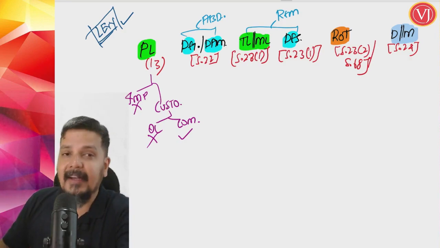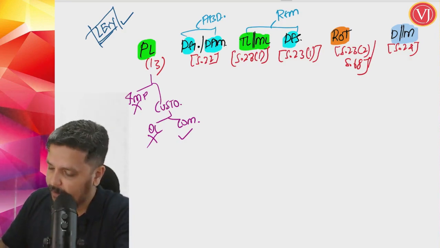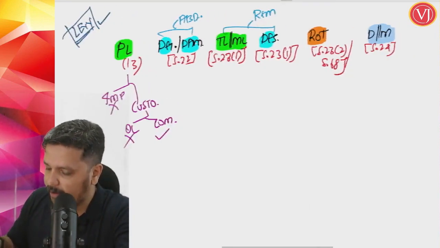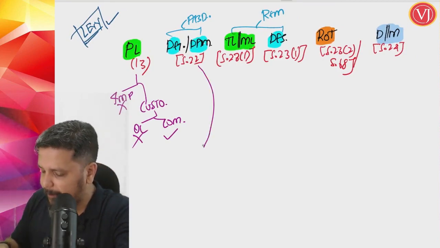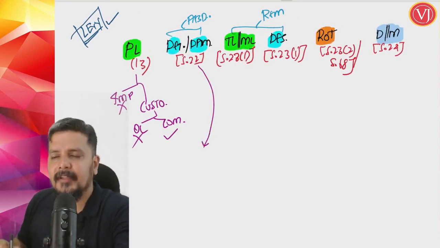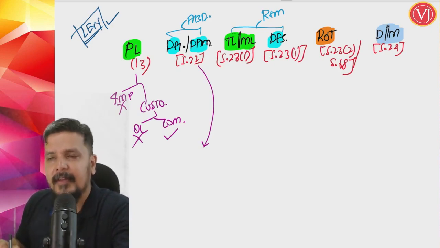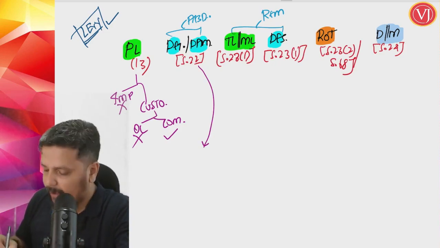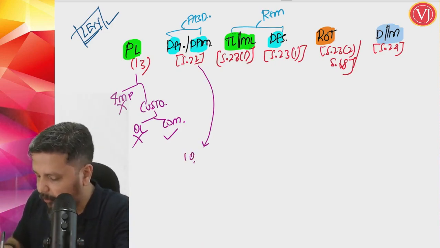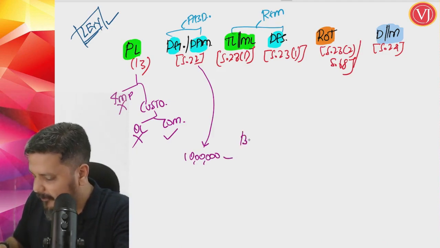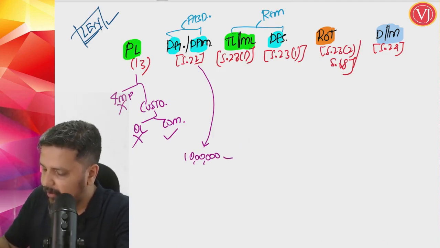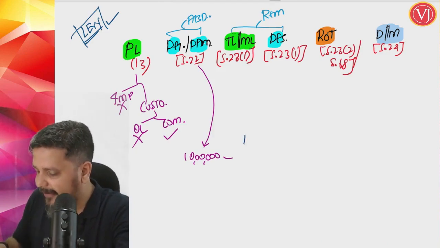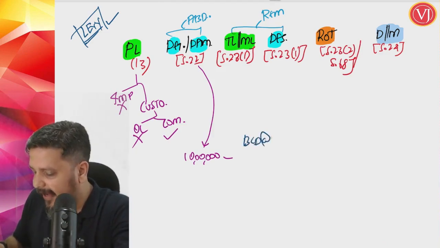What about damage or deterioration? Whether there will be payment. Yes, there will be payment, but on a lesser value. Assume that the original value of the goods was 10 lakhs, and your customs duty will take only BCD, BCD at 10%.